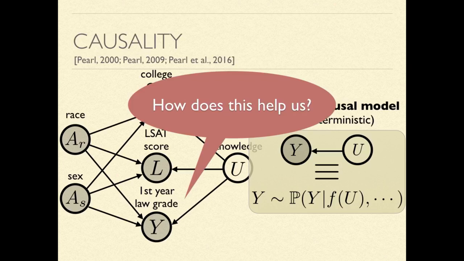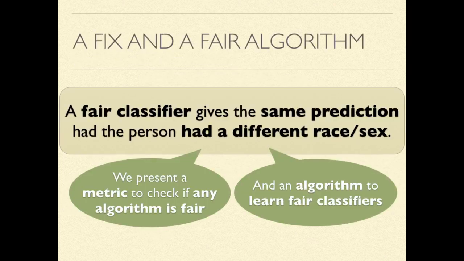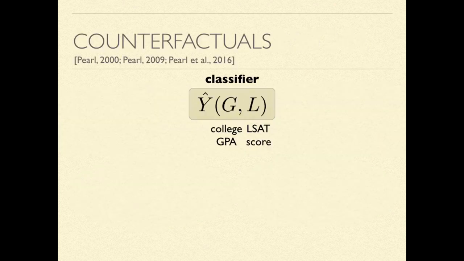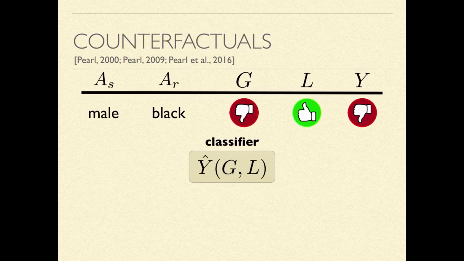So how does this help us? Well, let's go back to our goals. We said we wanted to be able to test for algorithms that are fair with respect to this definition using some metric, and then design an algorithm to learn fair classifiers. Well, it turns out counterfactuals allow us to do this perfectly. So let me show you how. By starting off with imagining that we have a classifier that just uses college GPA and LSAT score to predict law school success. Further, let's imagine that we have this individual with these sort of features.